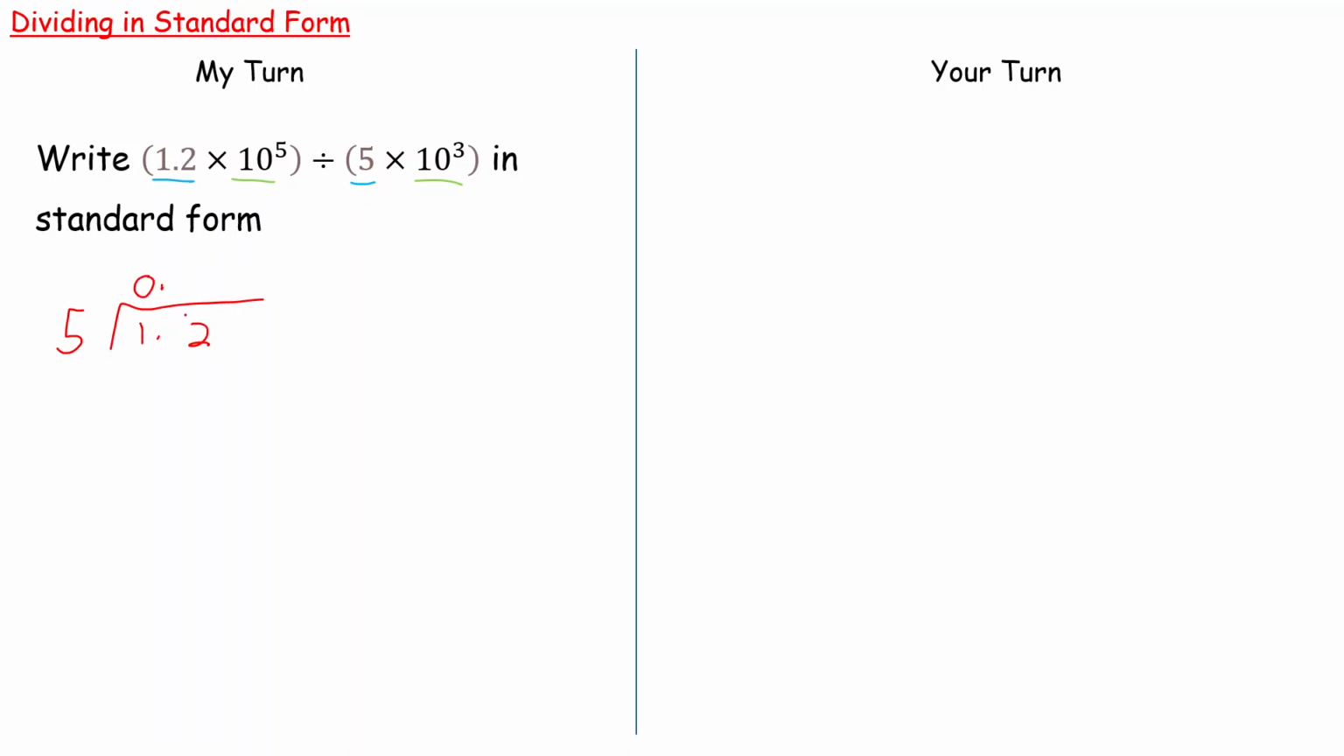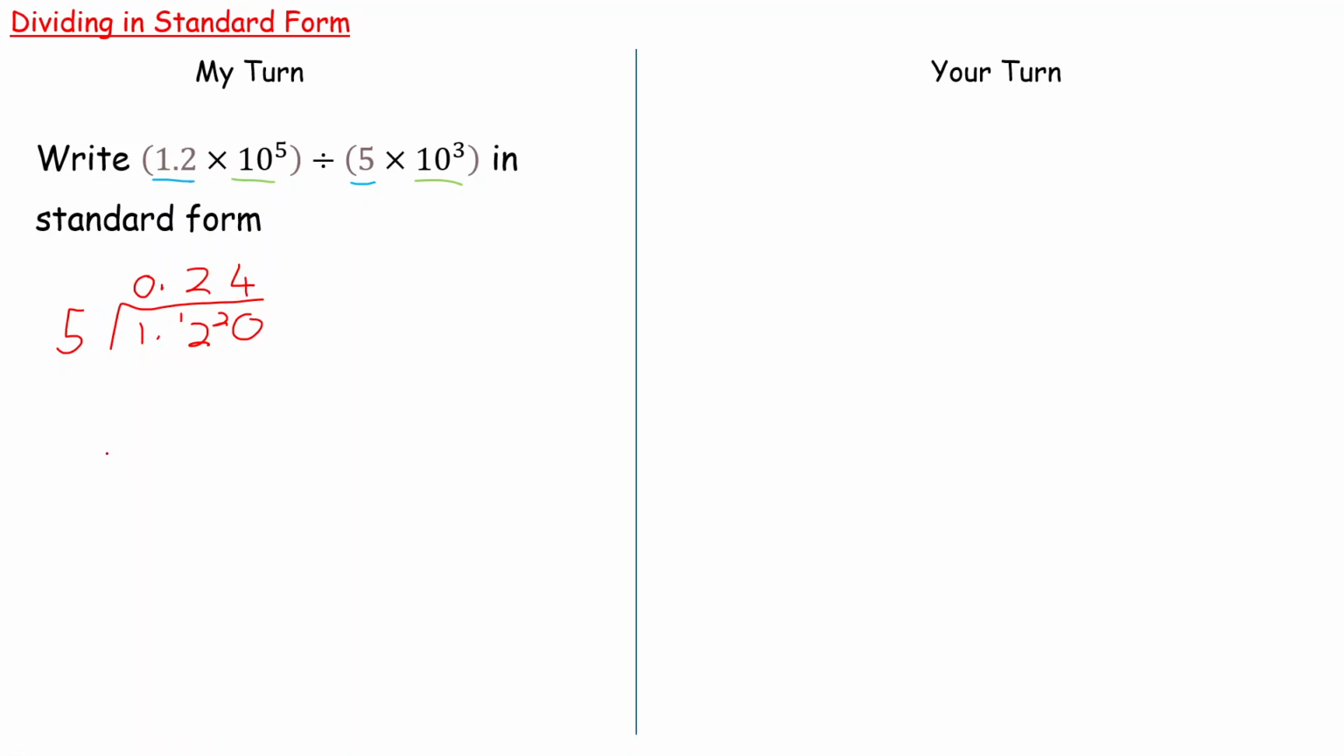Carry that 1, bring up your point, and then 5s into 12. Go 2 times, and then you've got an extra 0 here that you can use, and you had a 2 left over. 5 into 20 goes 4 times. So 1.2 divided by 5 is equal to 0.24.